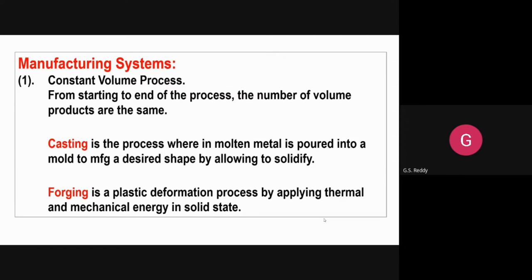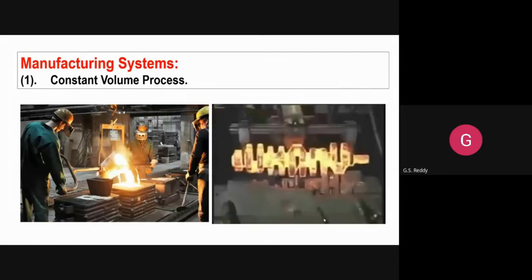So casting and forging, here there's a constant volume, and this is difficult to comprehend. Constant volume doesn't mean the molten metal volume. That means, suppose a thousand pistons are to be produced by casting, then 1,000 castings will be 1,000 pistons. The forging is also the same thing. If you are doing a connecting rod forging, closed die forging or whatever it is, the 1,000 forgings will give 1,000 products. You will appreciate this once we talk about the next level.